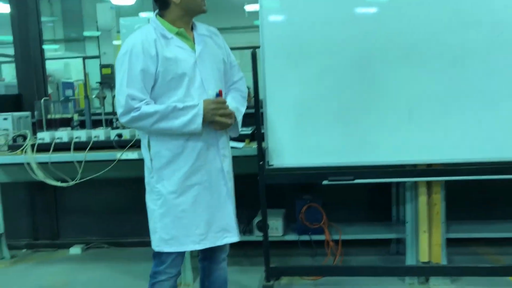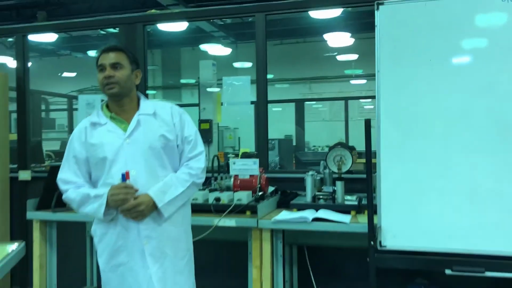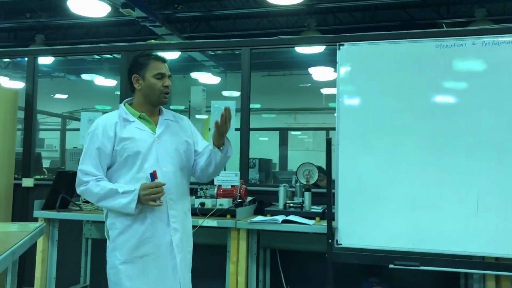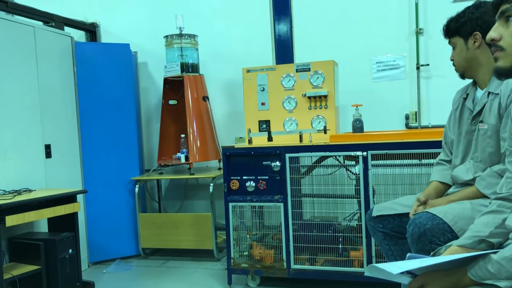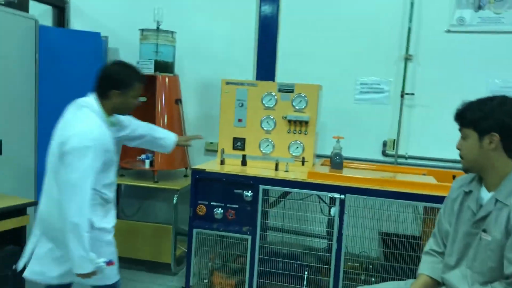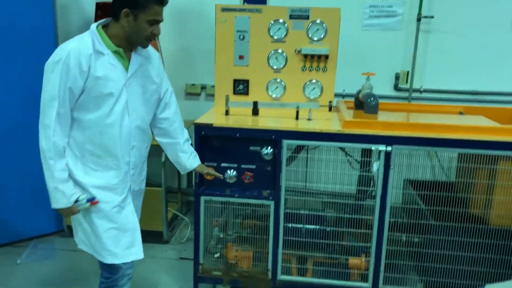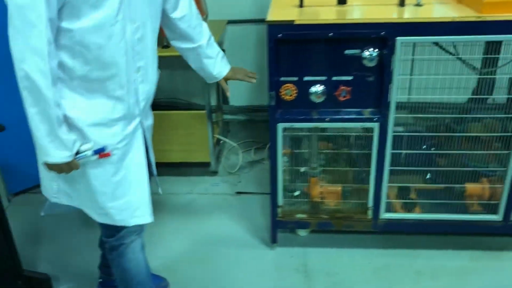Today we are going to do the experiment on the operation and performance of different pumps. We have four types of pumps, and these four types of pumps are there in the universal pump test rig, so we are using this test rig. The four types of pumps are: centrifugal pump, turbine pump, axial flow pump, and gear pump. So we have four pumps.